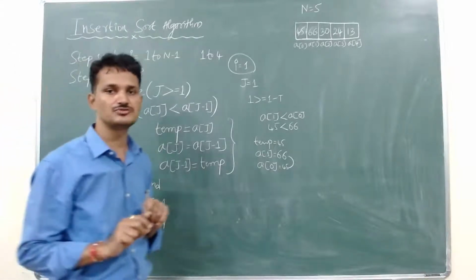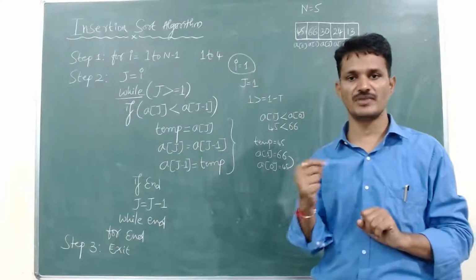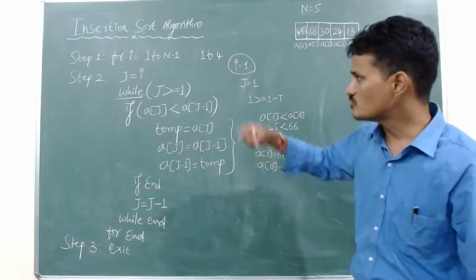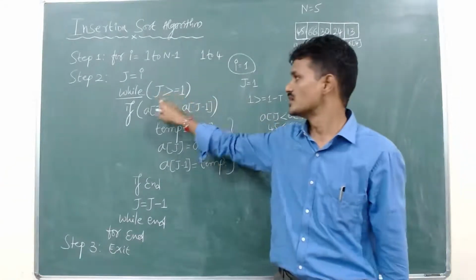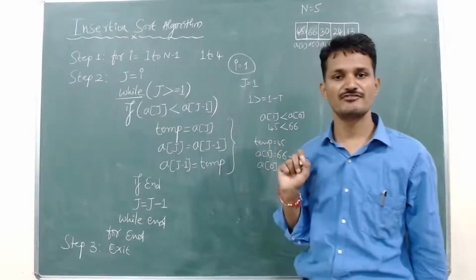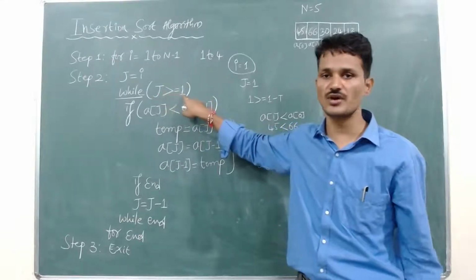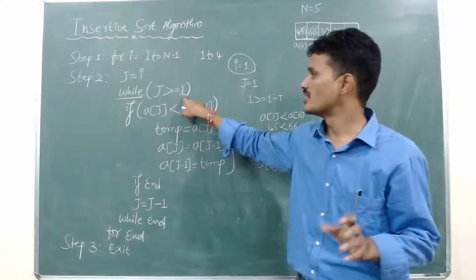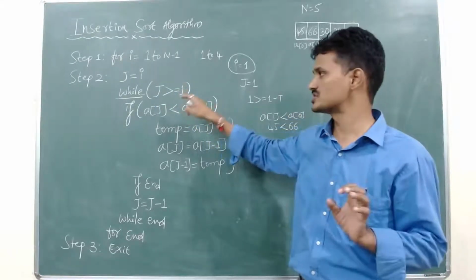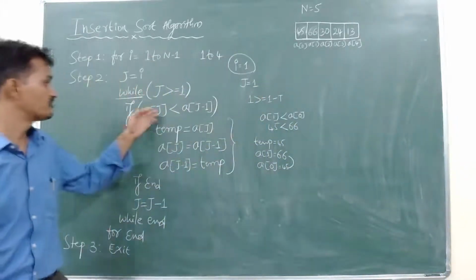Last time the value of j was 1 and this time j gets decremented by 1. 1 minus 1 is 0. That 0 must be checked with this condition. 0 is greater than or equal to 1. Condition false. Last time the condition was 1 is greater than or equal to 1. At that time the condition was true. Now this time 0 is greater than or equal to 1. Condition false. Condition false means it won't execute this if condition.